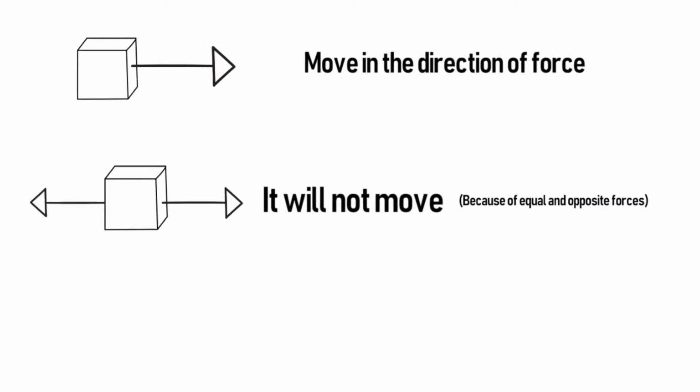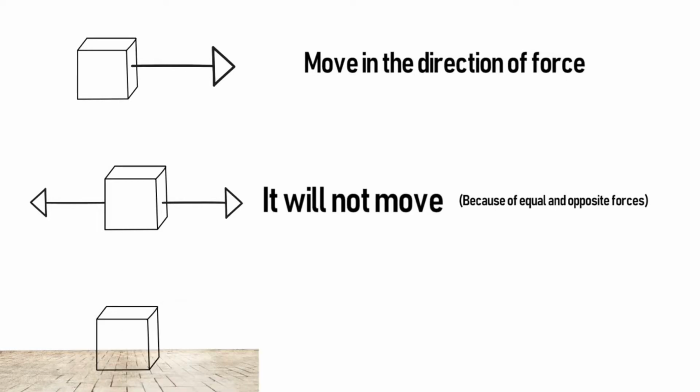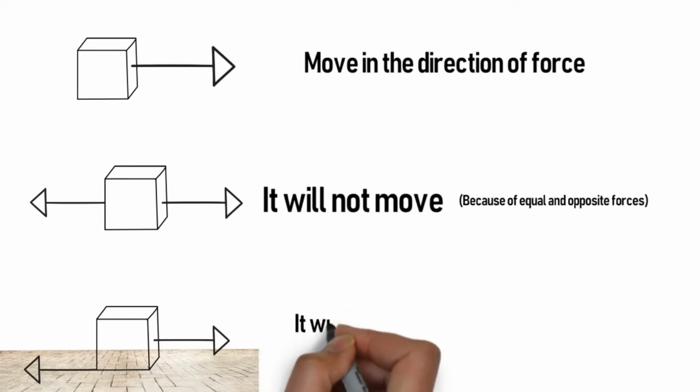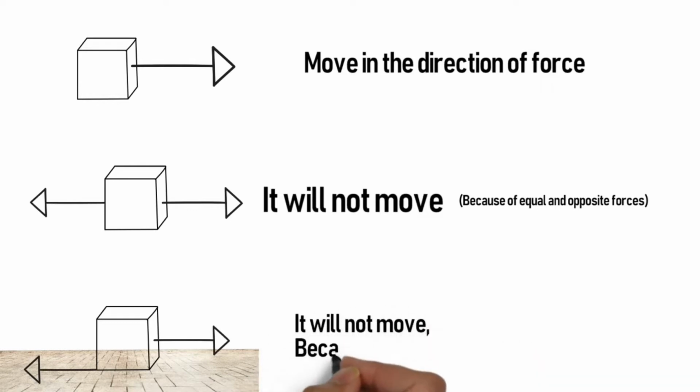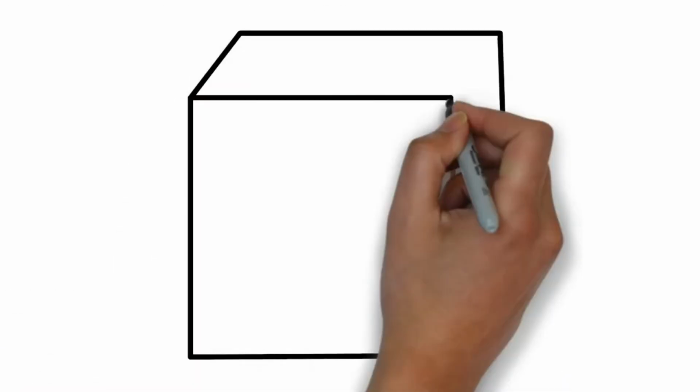Now let's take another case in which we consider a rough surface on which the same object is kept. And if we apply some force in this direction, there is a frictional force generated between the surface and the box. So here the box will not move when the applied force is equal to the frictional force generated. So this is about static bodies.